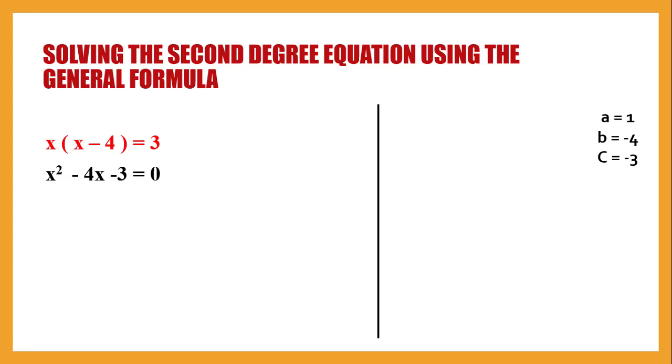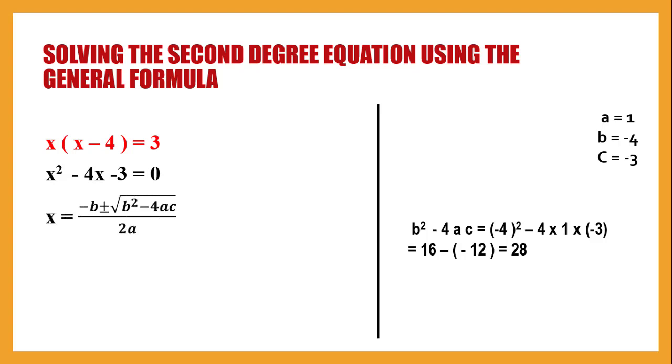Now let's calculate b power 2 minus 4ac. It will be 28. It's a positive number. So here also we have, yes, two solutions. The two solutions can be calculated by the relation negative b positive or negative square root of b power 2 minus 4ac over 2a. So we have two solutions, which are 2 plus root 7 and 2 minus root 7.